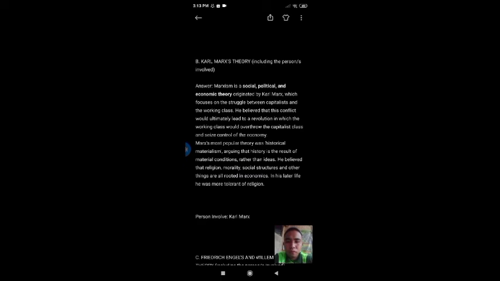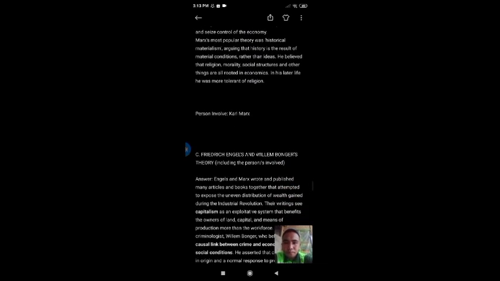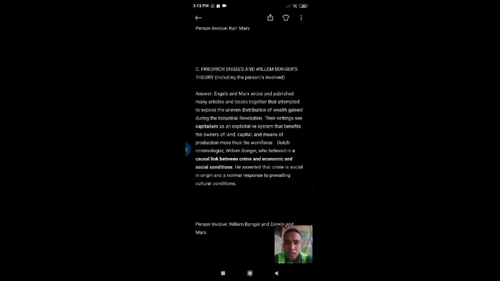Marx's most popular theory was historical materialism, arguing that history is the result of material conditions rather than ideas. He believed that religion, morality, social structures, and other things are all rooted in economics. In his later life, he was more tolerant of religion. The person involved is Karl Marx, and letter C of this number 4 is Friedrich Engels and Wilhelm Bonger's theory.